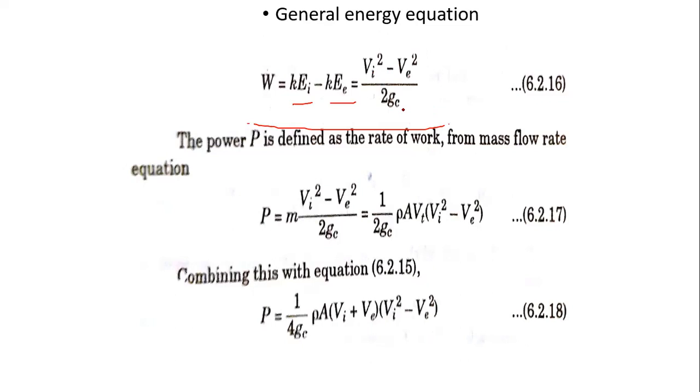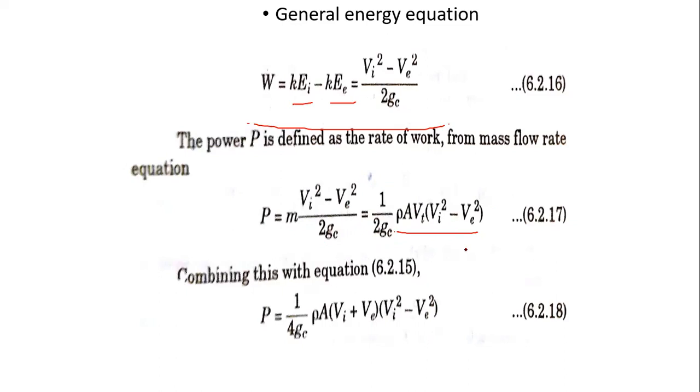So from the mass flow rate equation, we can say power P is equal to m into (Vi square minus Ve square) by 2Gc. If you substitute the m value from the previous slide, you will get 1 by 2Gc, rho A Vt, half into (Vi square minus Ve square). So this gets cancelled and the remaining is 1 by 2Gc rho A Vt (Vi square minus Ve square).